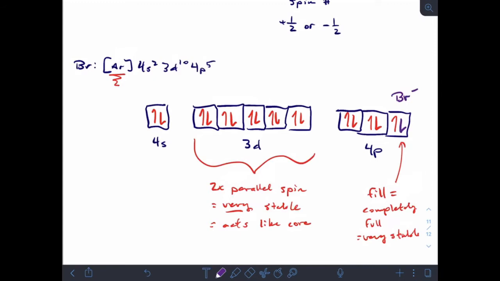This is why bromine doesn't make a 2 minus or a 3 minus, because it only needs one more to get a completely full p orbital on the outside.